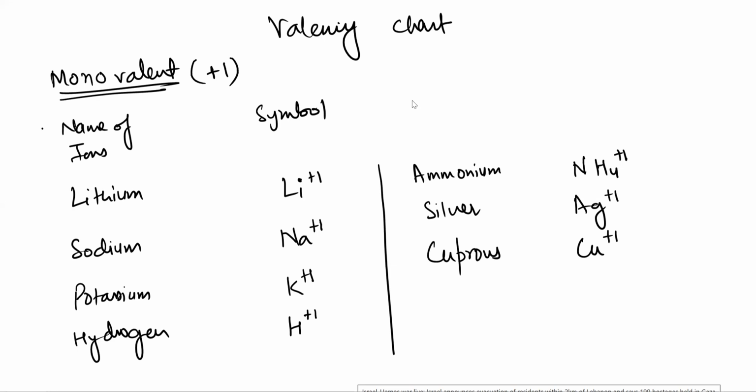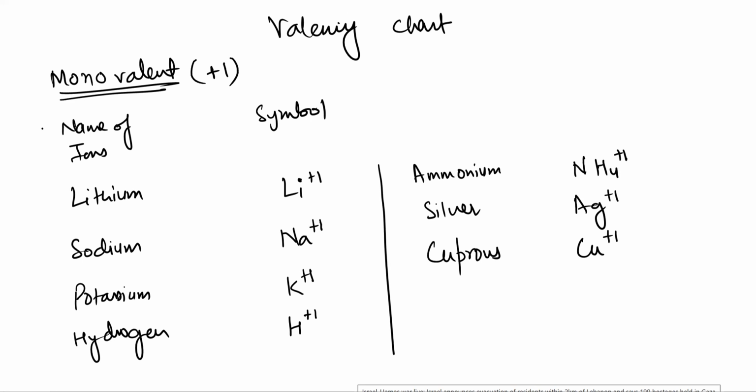Done? Please note this down. Then we will learn how to write the chemical formula and how to calculate the molecular mass. Lithium is Li1 positive, sodium is Na1 positive, potassium is K1 positive, hydrogen is H1 positive, ammonium ion is NH4 1 positive, silver is Ag1 positive, copper is Cu1 positive. Got it?